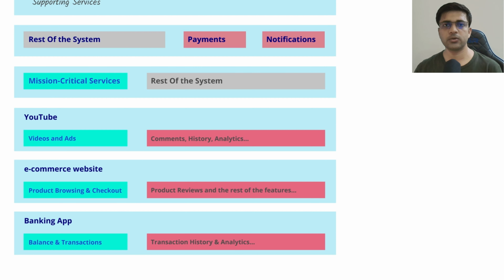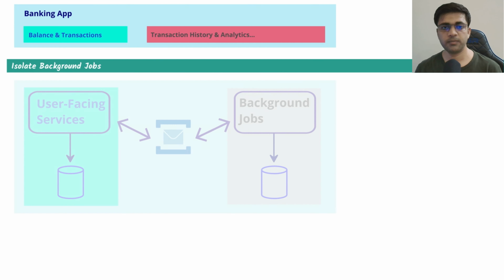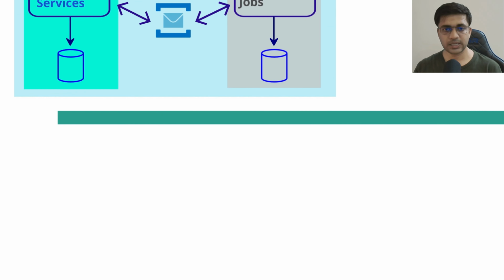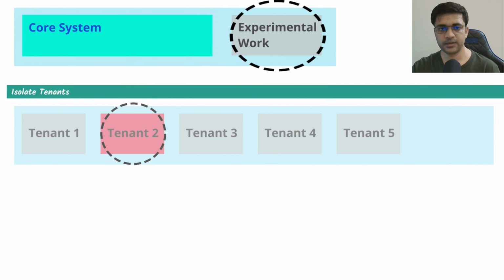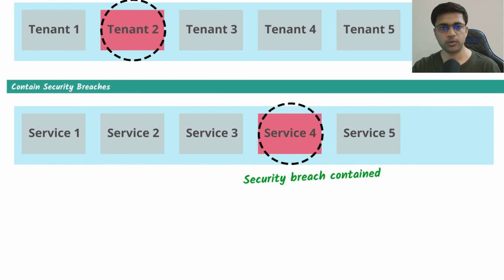In addition, bulkheads are also useful in many other situations as well. For example, we can use bulkheads to prevent background jobs from exhausting system resources. So batch processing does not slow down user-facing requests. They can be used to contain known buggy components or isolate experimental work. In multi-tenant systems, they can isolate tenants, ensuring one customer's heavy load does not degrade the experience for others. You can also use bulkheads to isolate security concerns. If one component gets compromised, the breach stays contained and does not spread across the entire system.